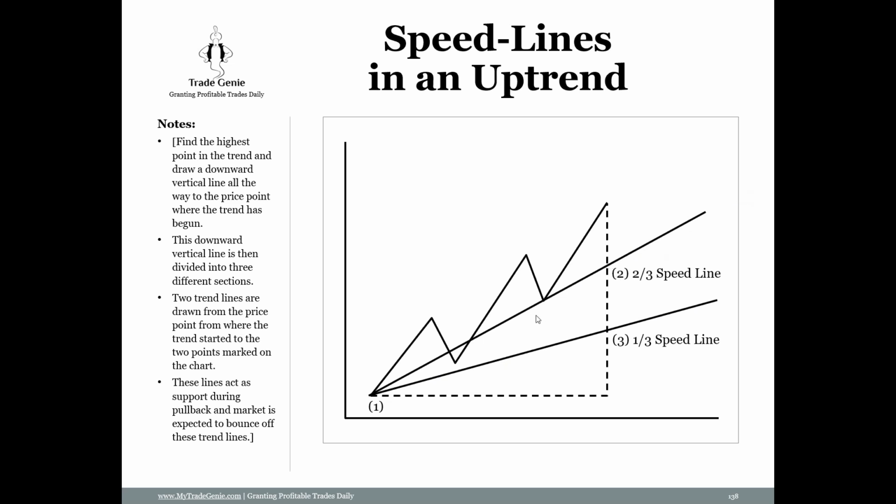Some bars will fall on these trend lines, some will not. You're not creating a trend line by connecting the lows or the highs of the bars. You're creating the lines by bisecting the distance traveled into three sections, cutting it into two pieces, one, two.